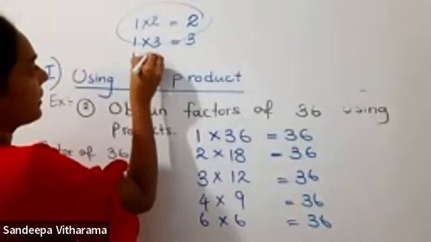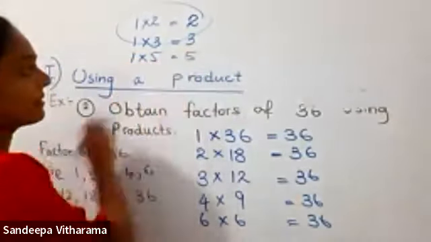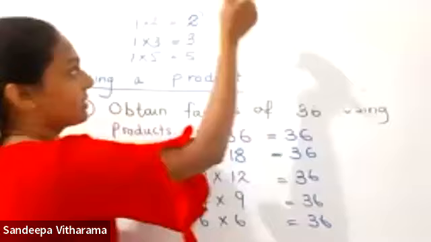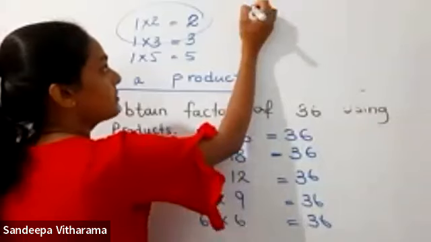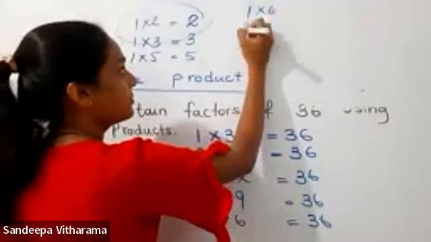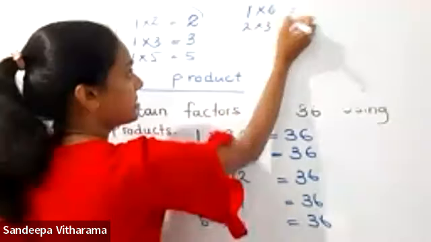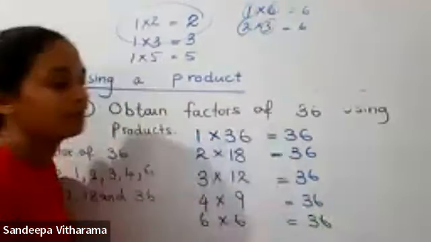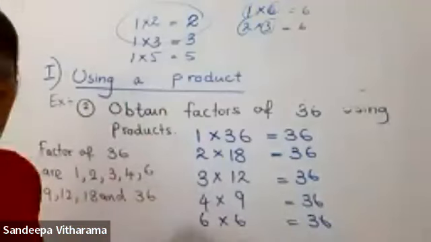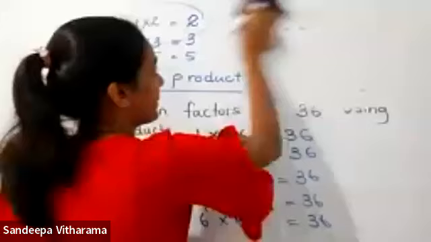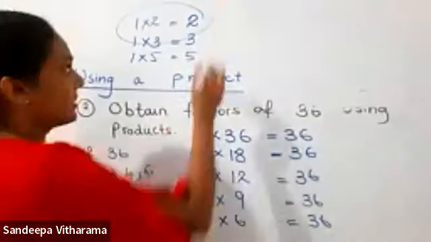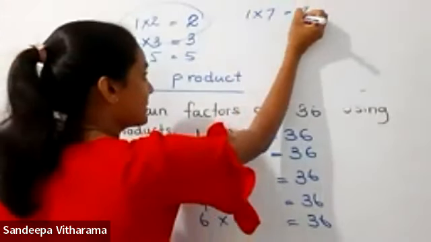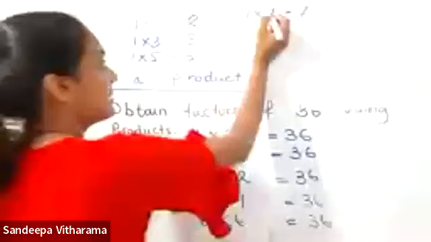1 into 5. That's the only way to obtain 5. Then 1 into 6, 2 into 3. That means there are 4 factors for 6. So 6 is not a prime number. Okay. Then 1 into 7. 1 into 7 is 7. There's no other way to obtain 7.